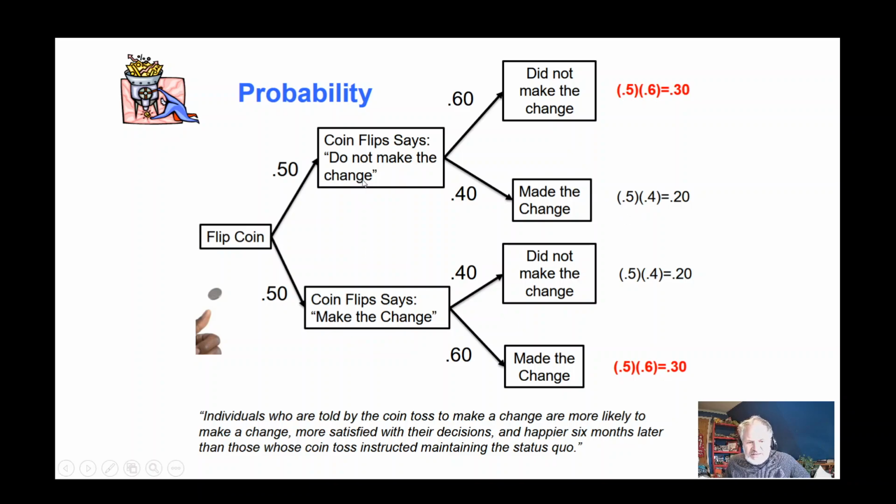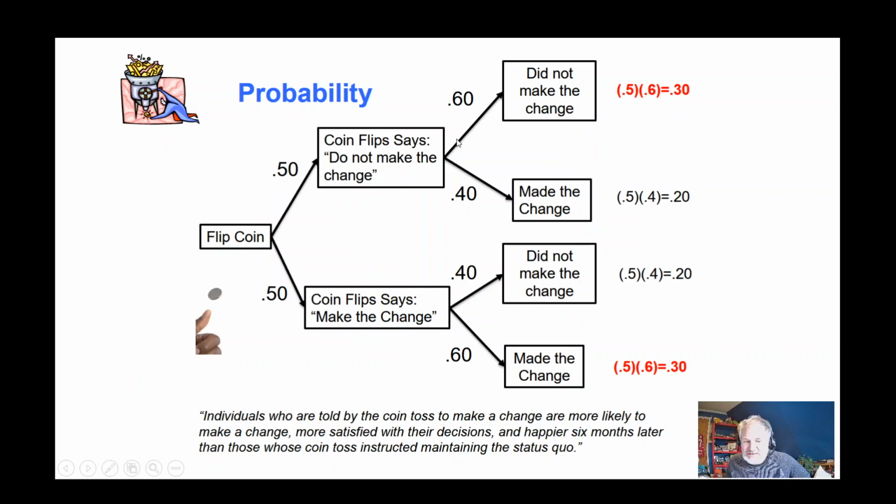Now for the coin says do not make the change, and did not make the change, of 100 people, 30 of those people, or 30%, will follow the advice of the coin and not make the change. How do I figure that out? I multiply the probabilities, or the percentage breakdown, along that decision path. First decision by the coin, do not make the change. Then the person, after 6 months, they follow up and say, well, what decision did they make?